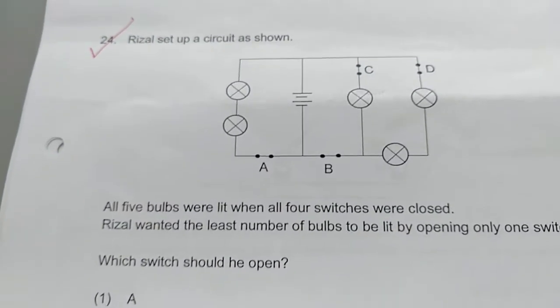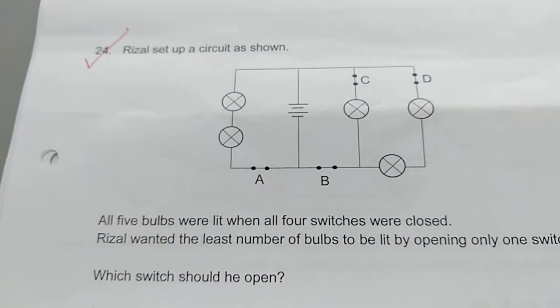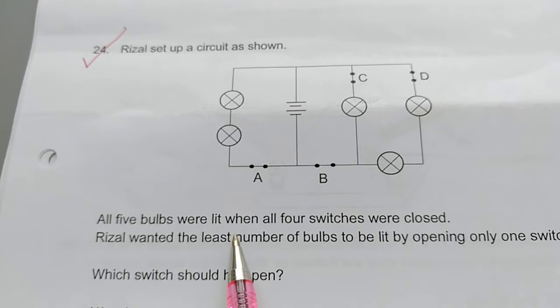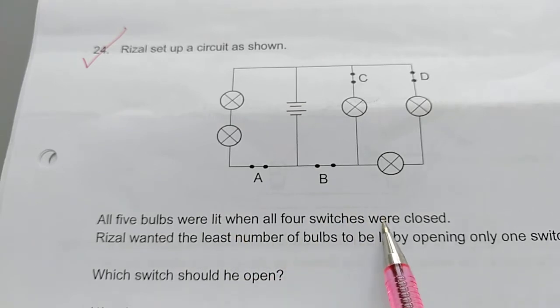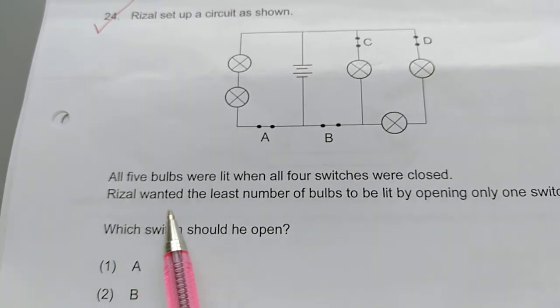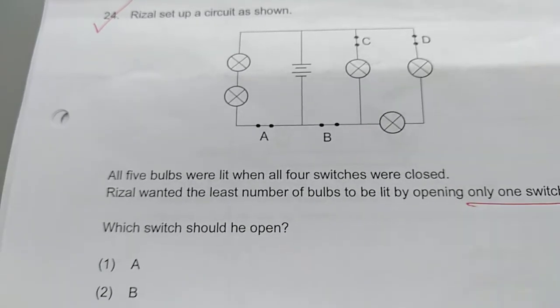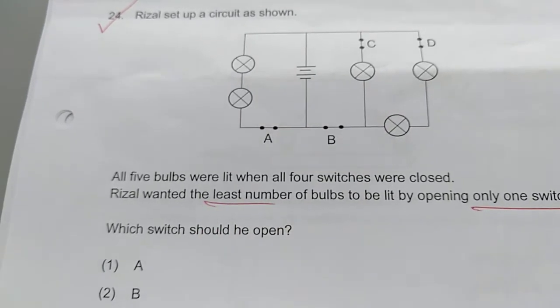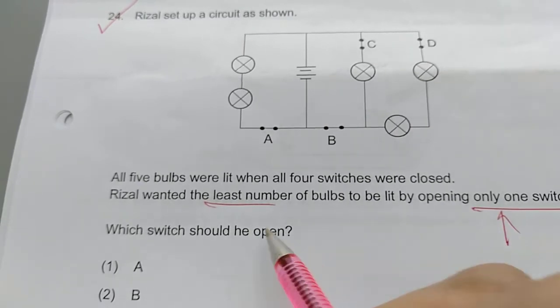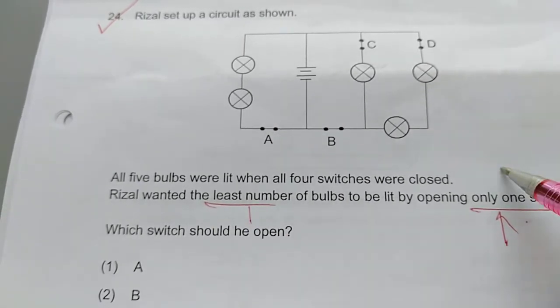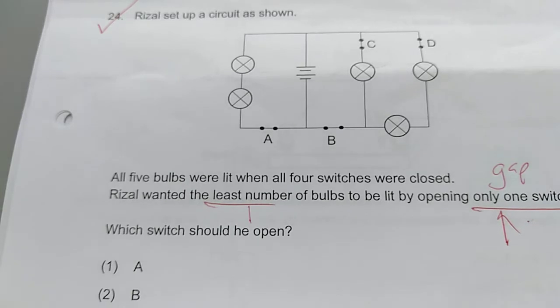Next one. Set up a circuit as shown. All 5 bulbs were lit when all 4 switches were closed. Rizal wanted the least number of bulbs to be lit by opening only 1 switch. He wanted the least number of bulbs. So there are 2 conditions here. Open only 1 switch, which can create a gap in only one of the switches. Which switch should it open?